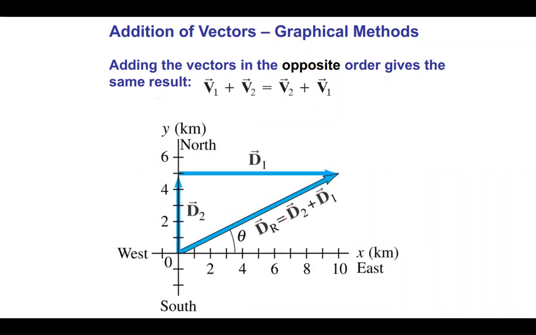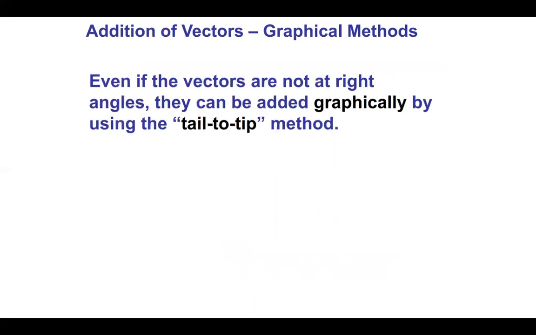So what they mean is that for instance, the one that we started with, we used this one and this one. If you want, you can also use the other route, this one, then you go like that. You still find the same answer. So even if the vectors are not at straight angles, they can be added graphically by using the tail to tip method. This is the method that most of you are using in grade 12.